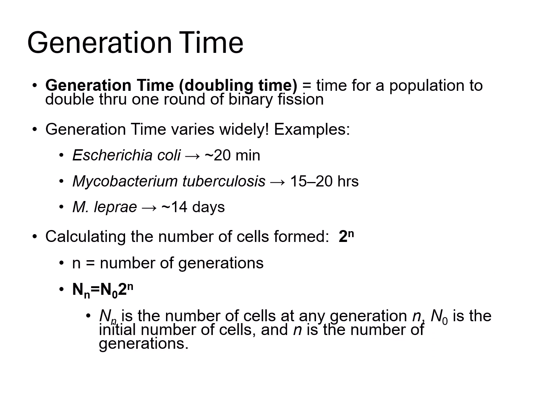The generation time, or doubling time, is how long it takes a population to double through one round of binary fission, and this varies widely. E. coli, for instance, can double in about 20 minutes at optimal conditions, whereas Mycobacterium tuberculosis can take 15 to 20 hours to double, and Mycobacterium leprae can take 14 days. These two generally take longer because of their mycolic acid walls.